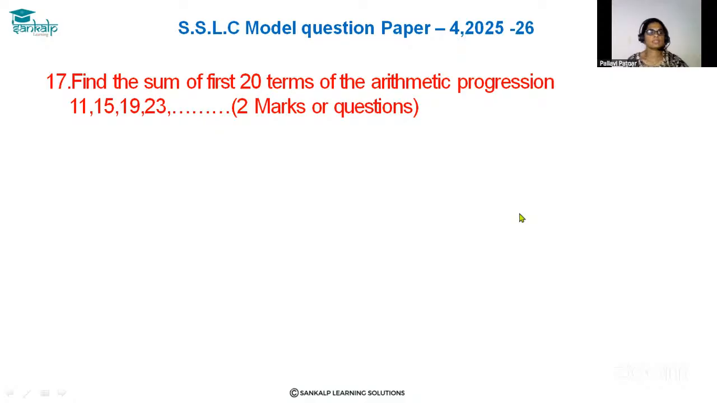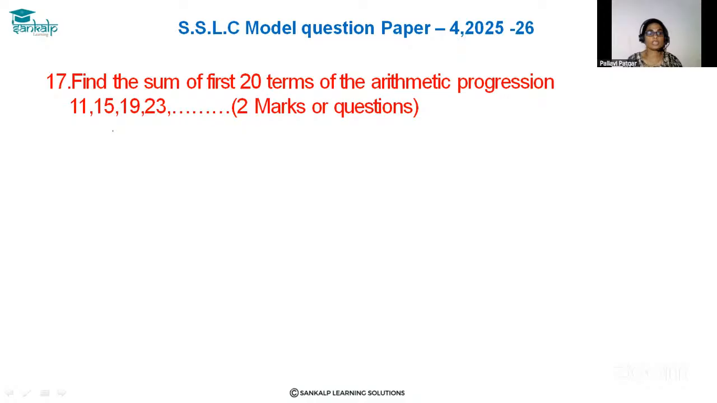Hello everyone. Look at question number 17. Find the sum of first 20 terms of the arithmetic progression 11, 15, 19, 23, and so on. The given arithmetic progression is 11, 15, 19, 23, and so on.